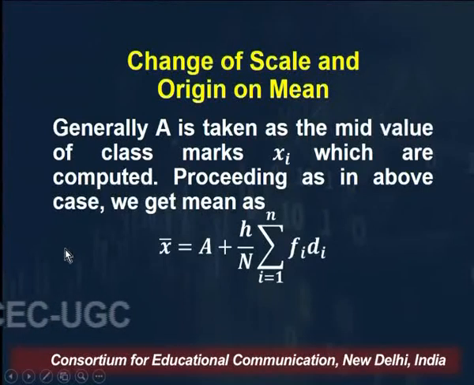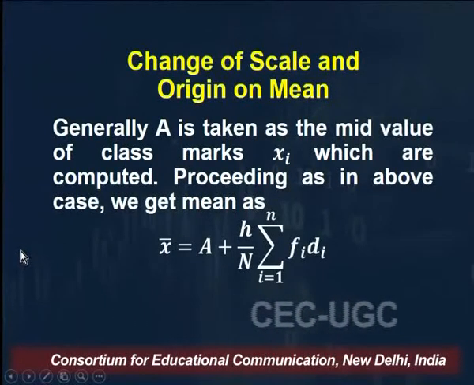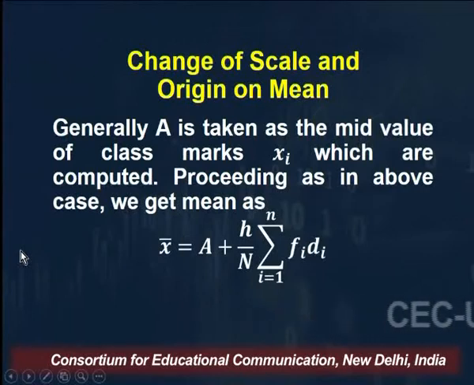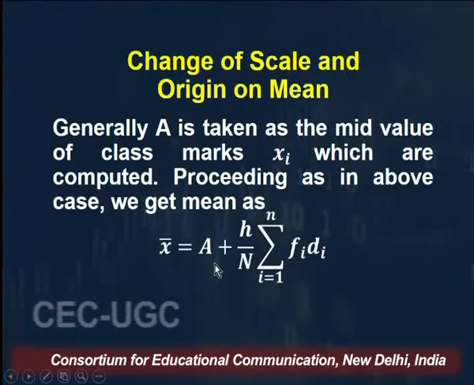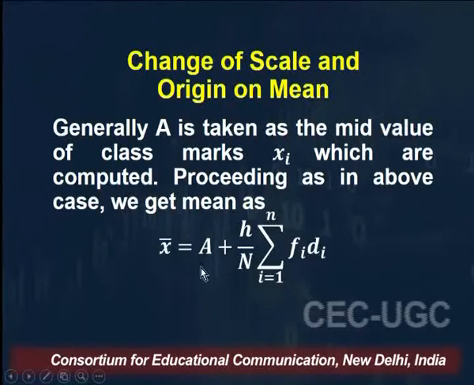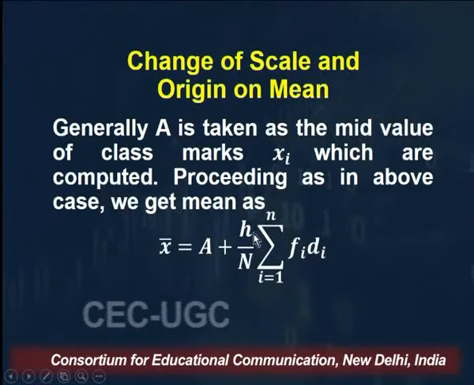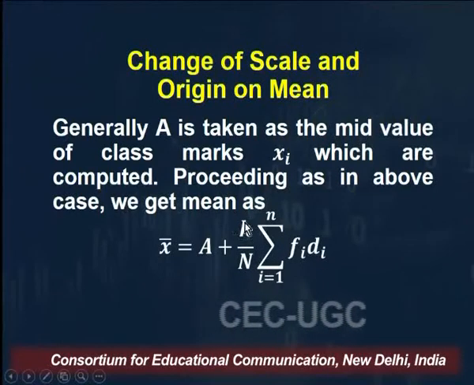But before that, by following the same set of calculations that I did for the change of origin, the formula now becomes this. Here x bar, which is the mean of the original variable x, will be A plus h by capital N summation fi di, where this h also comes into the picture.